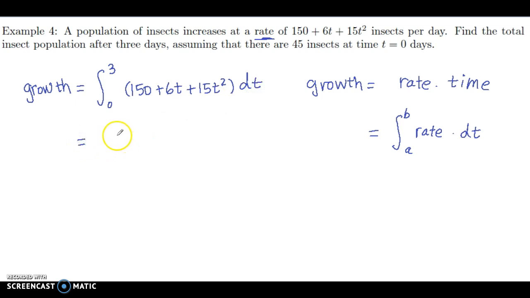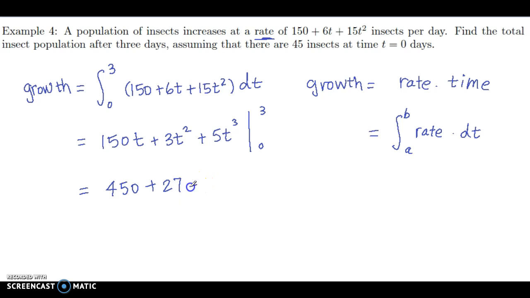Now use the fundamental theorem of calculus. We find the antiderivative, so it's 150t plus 3t squared plus 5t to the third power. We evaluate from 0 to 3. Okay, so we plug in 3, we get 450 plus 27 plus 135. We subtract when we plug in 0, altogether it's just 0. So the growth is 612 insects.